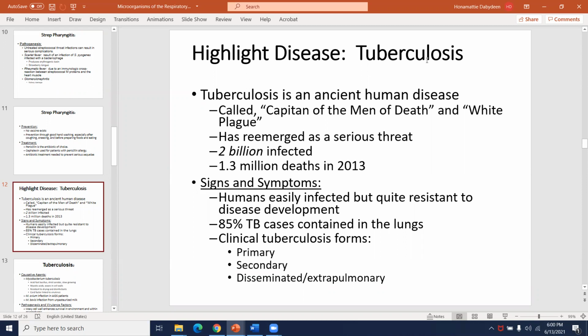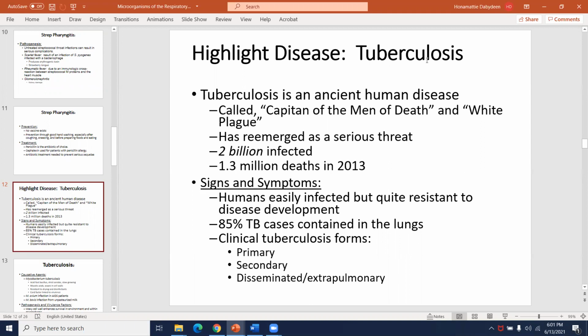Well, it's one of those diseases that has been around for a very, very long time. Your book talks about the mummies from the Stone Age, ancient Egypt and Peru, which provided evidence that TB was what they refer to as the captain of the men of death. It's really still a worldwide threat even up to this day.